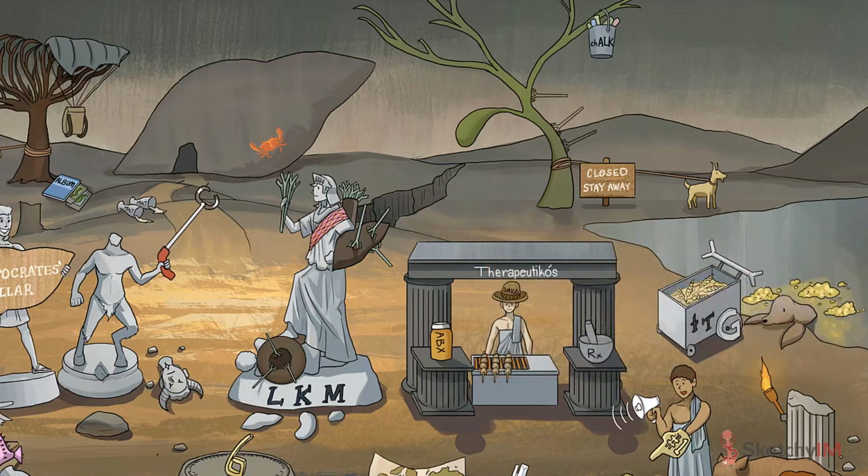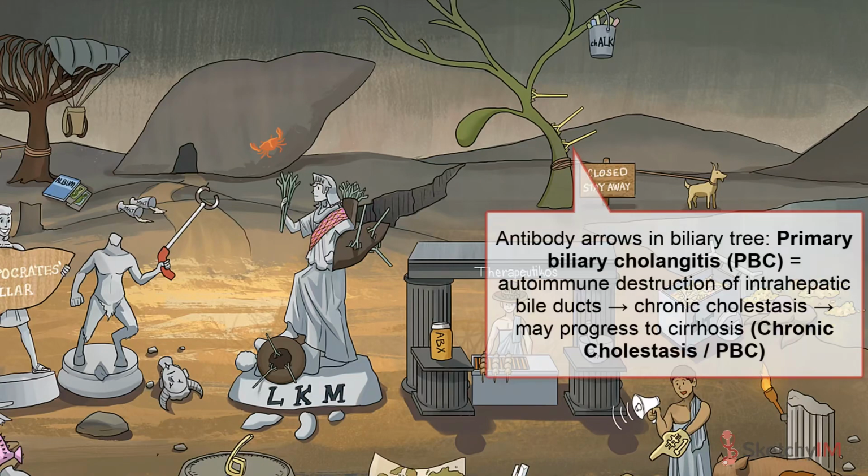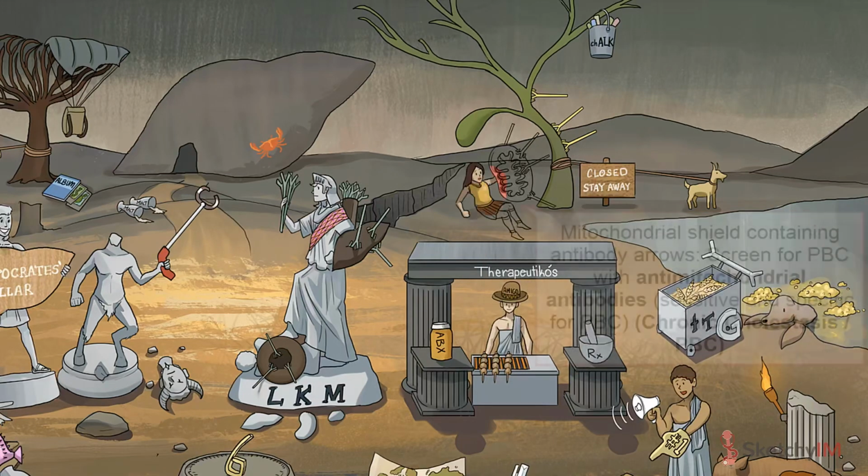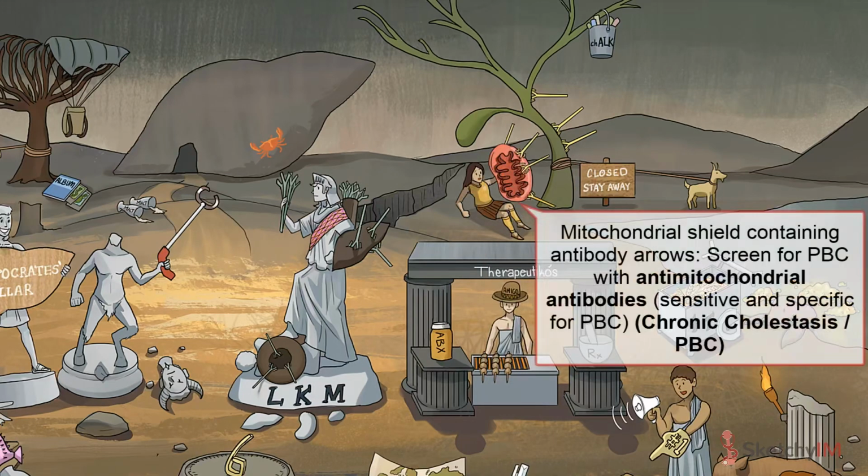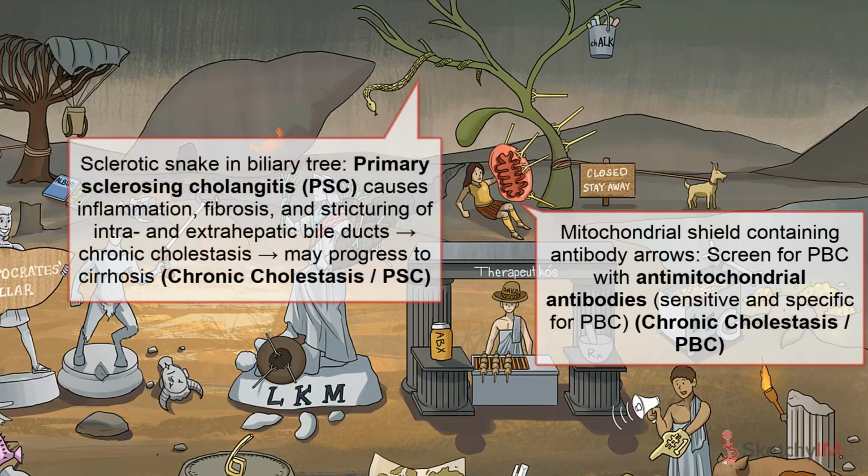The first is primary biliary cholangitis, or PBC. In this disorder, autoimmune destruction of small intrahepatic bile ducts leads to chronic cholestasis and, eventually, cirrhosis. Screen for PBC by ordering an antimitochondrial antibody. This test is both sensitive and specific for the disorder. Simple. The second condition is primary sclerosing cholangitis, or PSC.